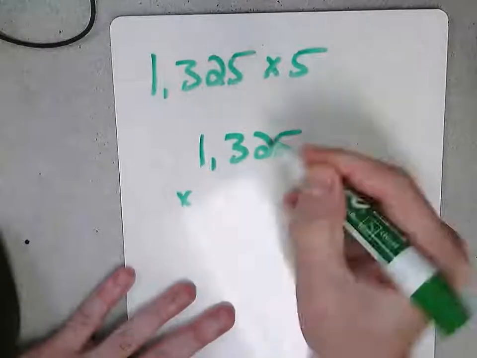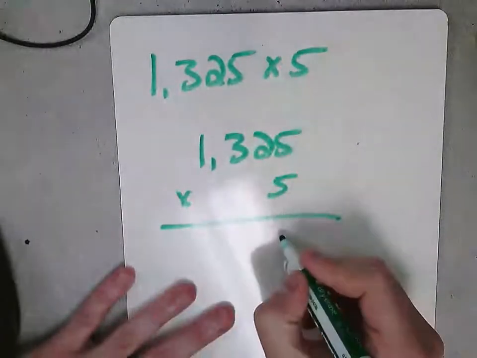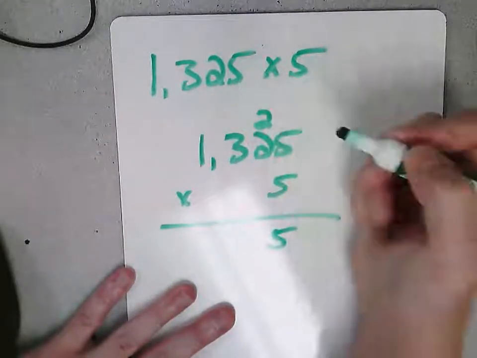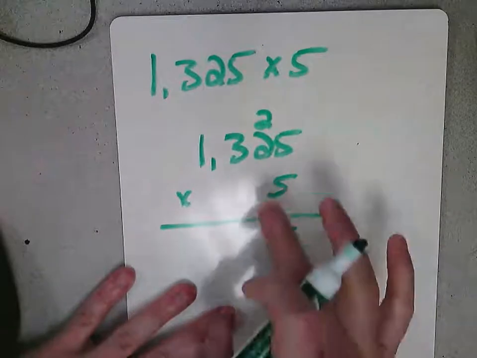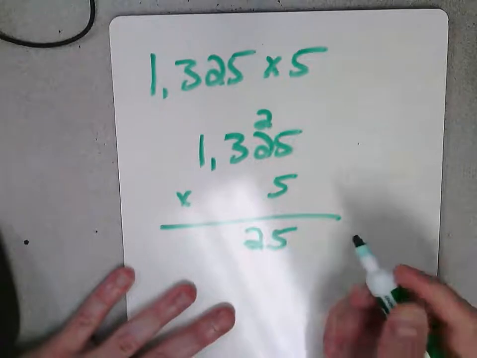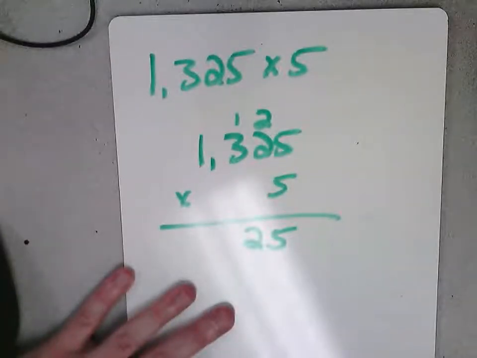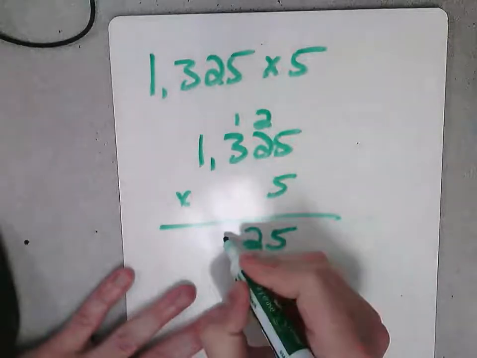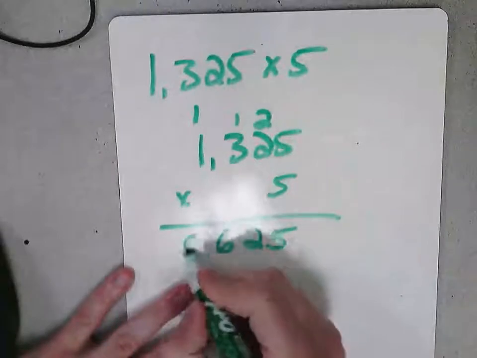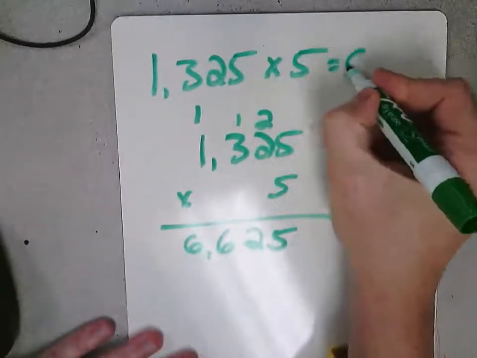1,325 times 5, making sure we line up our ones place. 5 times 5, 25. 5 in the ones place, 2 over that 2 in the tens place. 5 times 2 is 10, plus 2 is 12. So 2 in the tens place, 1 over the 3 in the hundreds place. 5 times the 3 in the hundreds place is 15, plus 1 is 16, and 5 times 1 is 5, plus 1 is 6. 6,625.